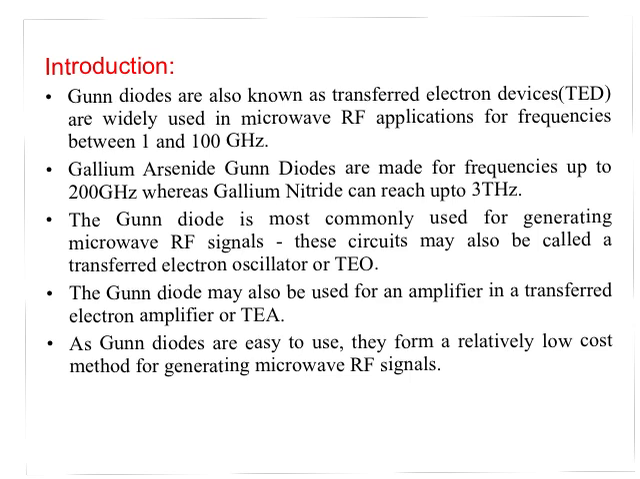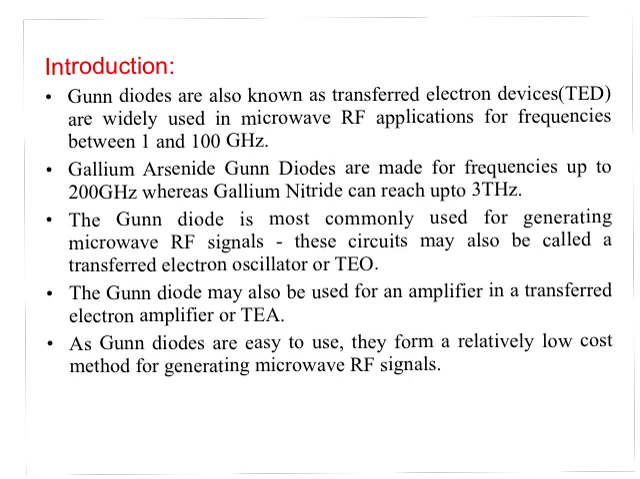The Gunn diodes are transferred electron devices. They are widely used in microwave RF applications, mainly in the frequency range of 1 to 100 gigahertz. One example of a microwave solid state device is the Gunn diode, which is the topic of discussion now. The Gunn diode has one more name, transferred electron devices, TED. They are mainly used in microwave radio frequency applications in the frequency range of 1 to 100 gigahertz.